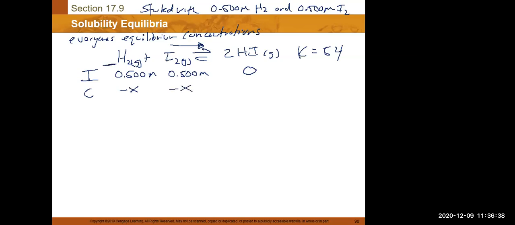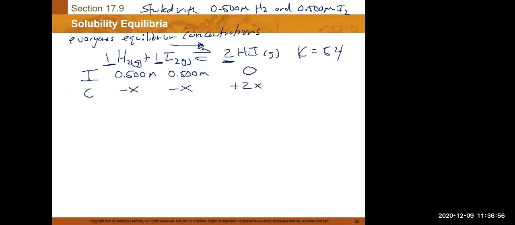Again, the coefficient here is 1 in each of these, which is why it's just X. On our product side, it should be increasing, and that would give you plus 2X. The 2 here is really important because that takes care of the stoichiometry part, the mole to mole relationship that keeps everything correct.